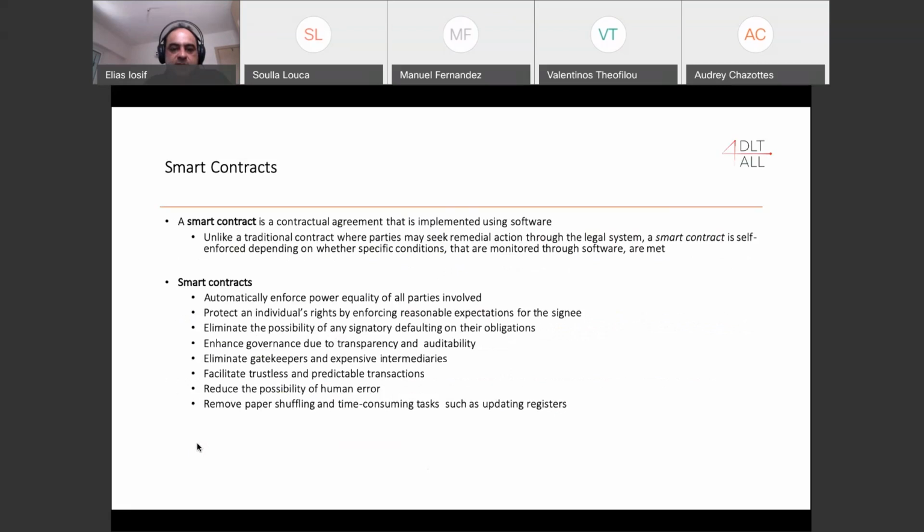Let's see some other characteristics of smart contracts that derive from this basic property. Smart contracts can automatically enforce the equality of all parties involved, and can eliminate the possibility of any signatory defaulting on their obligations. Of course, they facilitate trustless and predictable transactions. They reduce human intervention, reducing the possibility of human error.